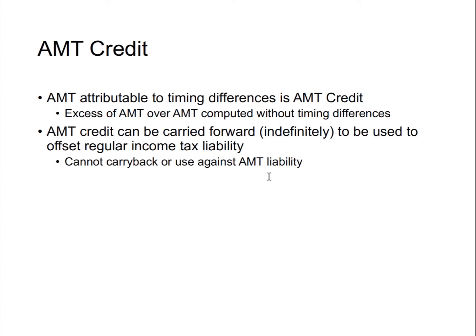There are credits out there, AMT credits. AMT attributable to timing differences is an AMT credit. It's the excess of AMT over the AMT computed without timing differences. And the AMT credit can be carried forward indefinitely until the taxpayer dies to be used to offset regular income tax liability. You cannot carry it back or use it against AMT liability.